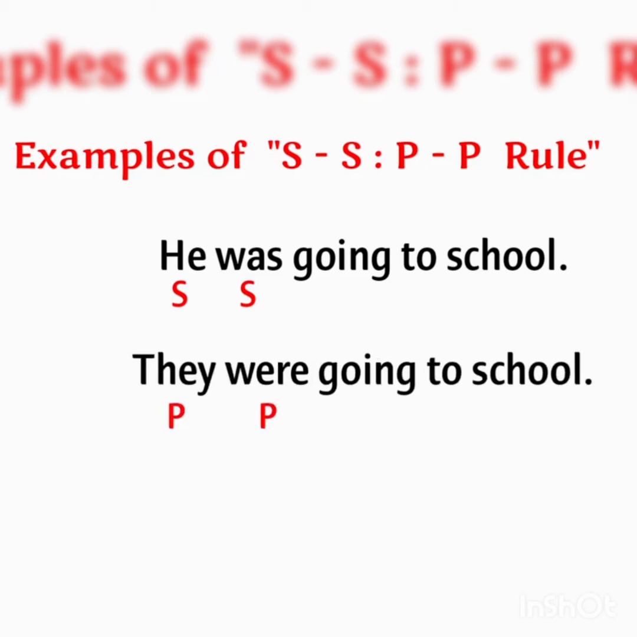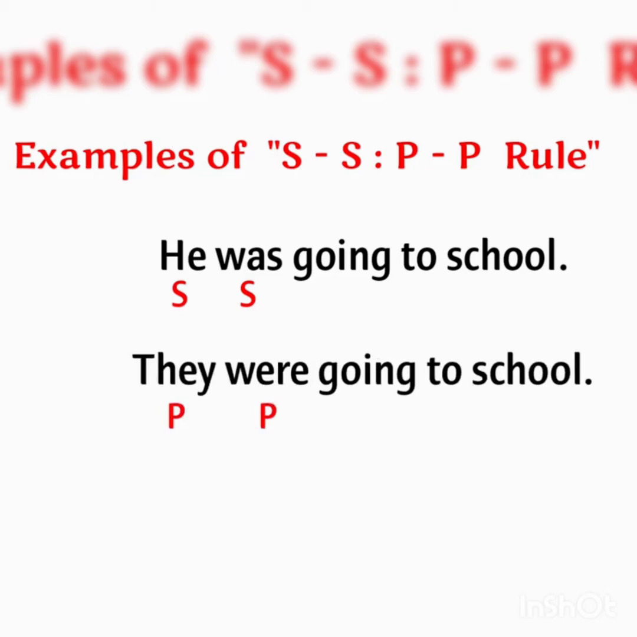So what is the plural verb of was? Were. So they were going to school. If this sentence had been written in this way, they was going to school, it would be a grammatically incorrect sentence. So he was going to school, singular subject, singular verb. They were going to school, plural subject, plural verb.